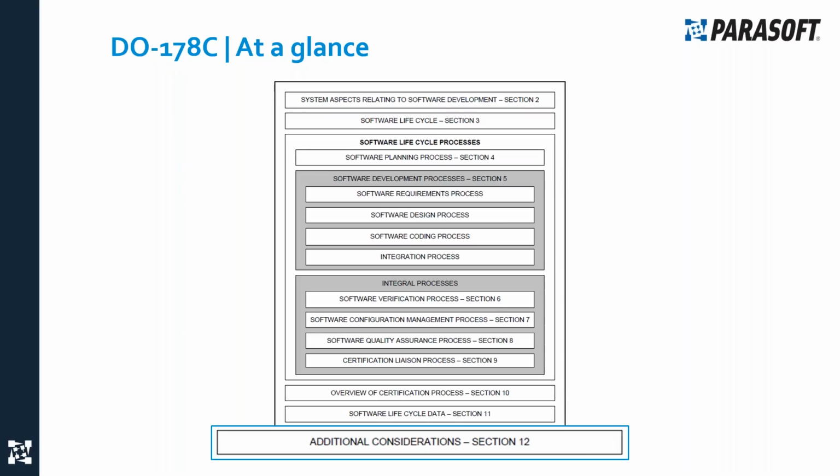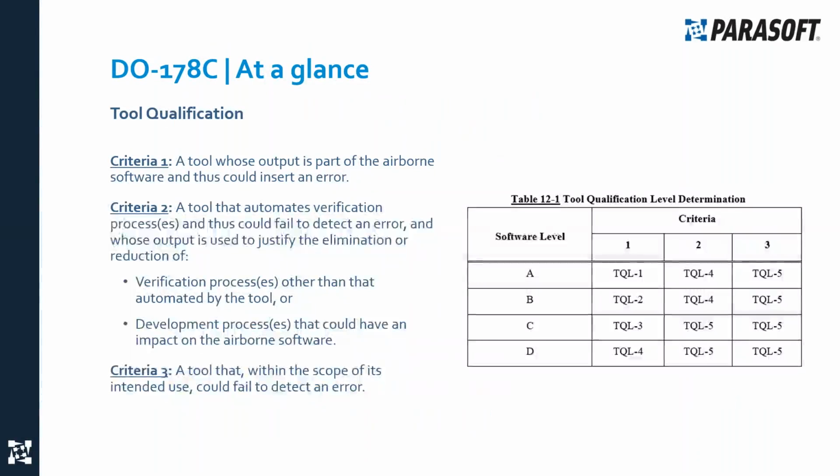So if a tool is used that eliminates, reduces, or automates your processes, you have to take into consideration whether the tool might introduce errors into the life cycle. So you will need to determine if the tool being used needs to be qualified. Don't forget that there is the supplemental DO-330 software tool qualification considerations, where the objectives, activities, and guidance is provided.